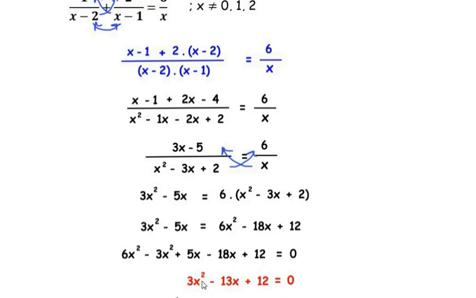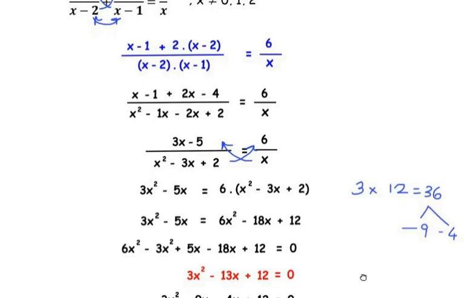Now we have to factorize this equation. So we are going to multiply the coefficient of x square, that is 3, with the constant, that is 12, giving us 36. Here we need to find two factors of 36 such that when you multiply them you get 36, and when you add them you get negative 13. So we can use the factors negative 9 and negative 4, because the multiplication of these two gives us positive 36 and the addition of these two gives us minus 13.